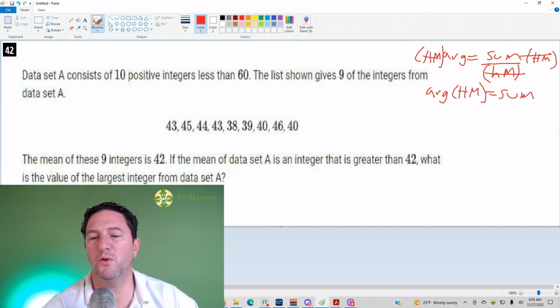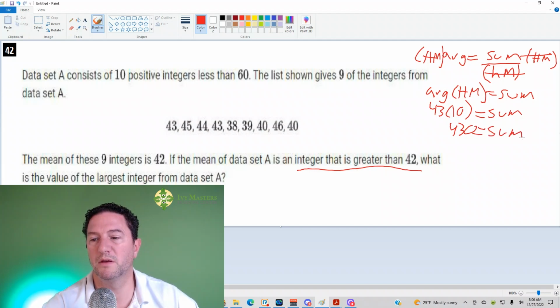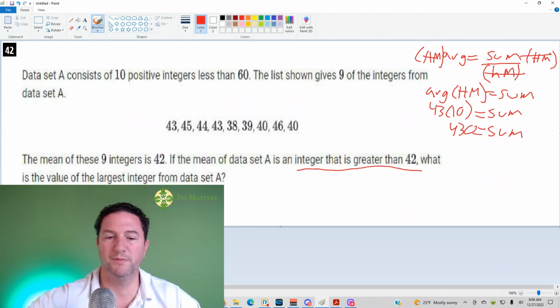So in other words, if we need an integer greater than 42, let's say it's 43, would be our mean or our average, 43, and at that point you'd have 10 integers. And so your sum would be 430. So then you could just take all these integers and subtract them from 430.